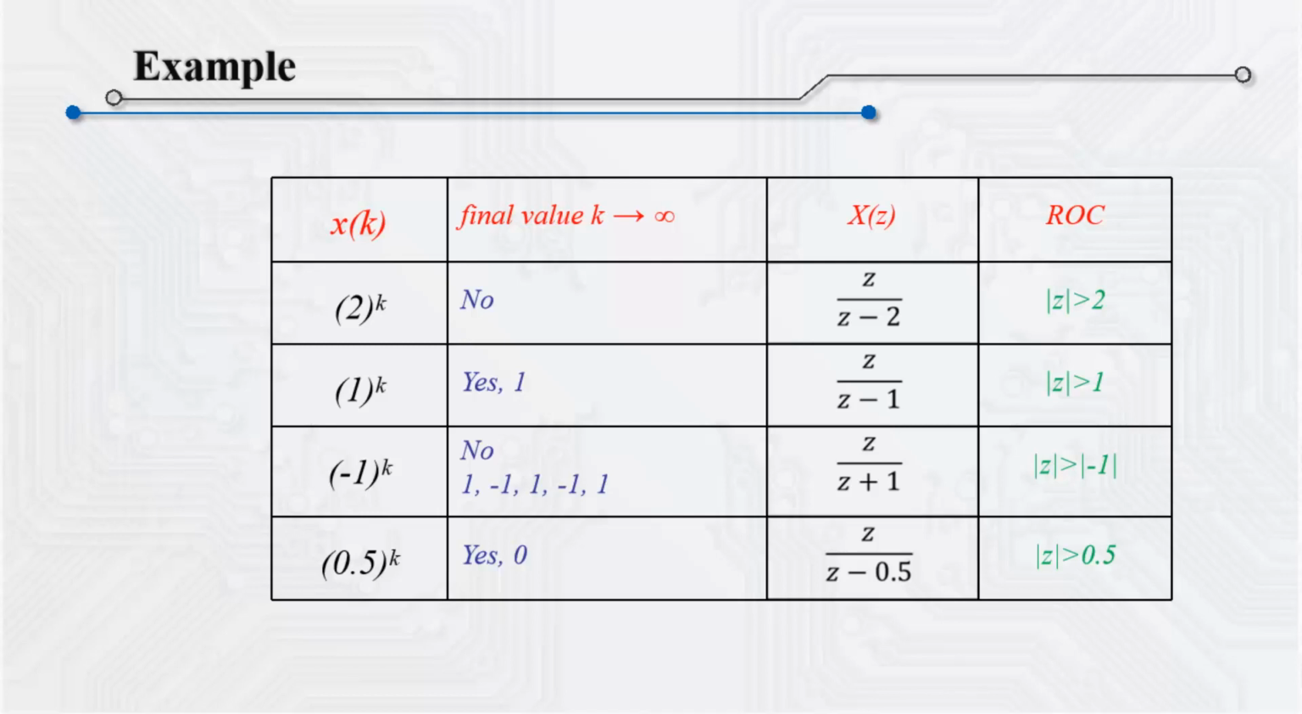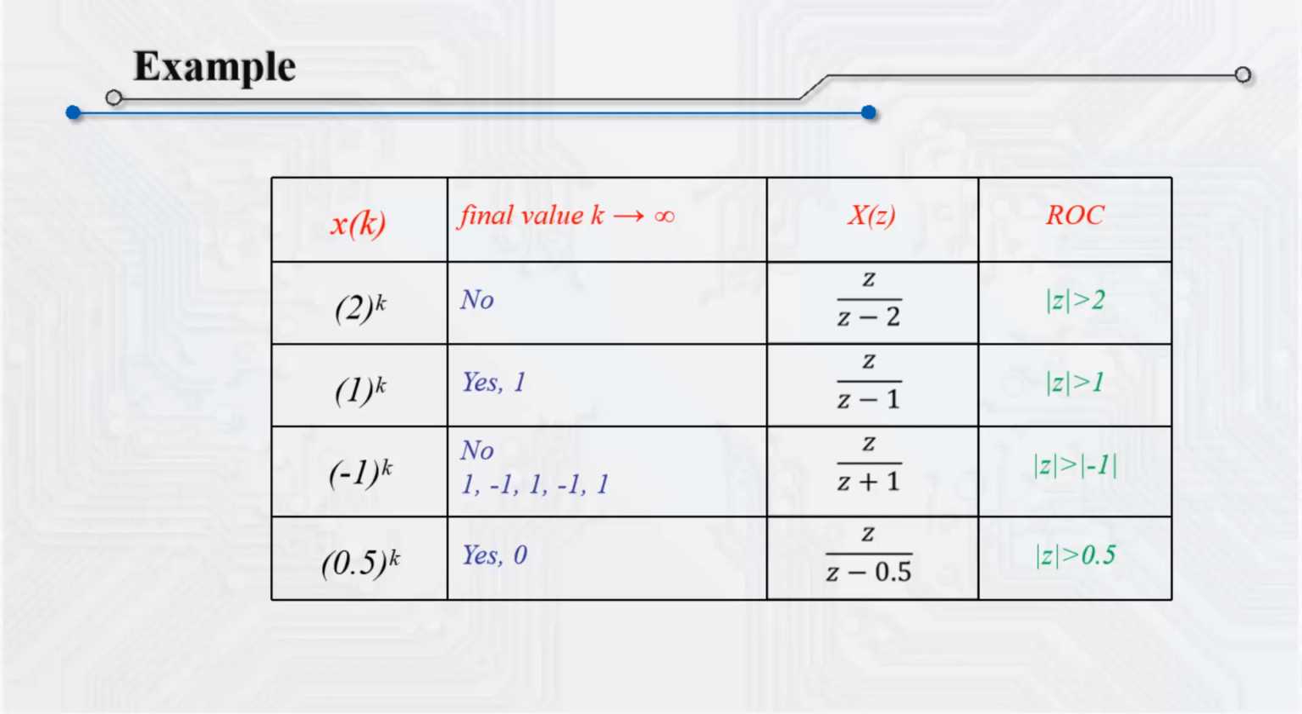Let's take a look through specific examples. What characteristics does it have? What kind of sequence has a final value? This column lists some common sequences we have given. This is the case of determining whether it has a final value in the time domain. Let's separately compute the z transform of these common sequences.